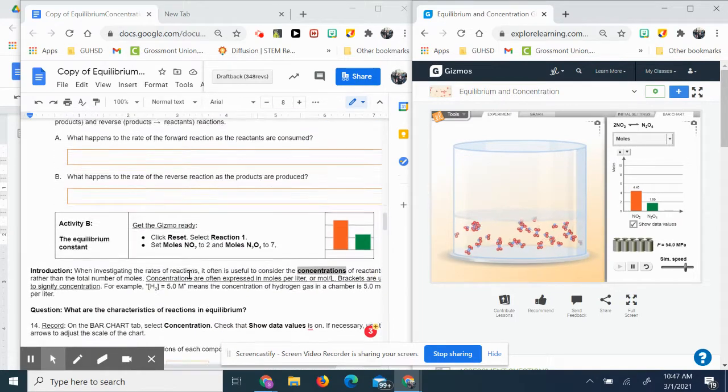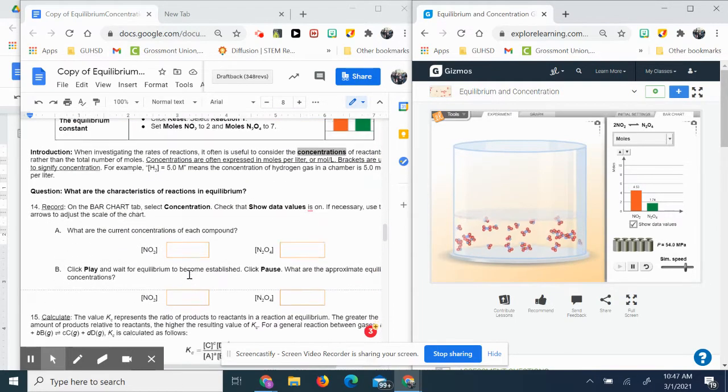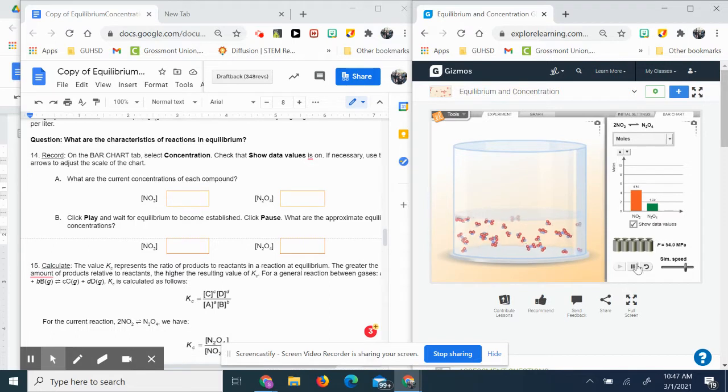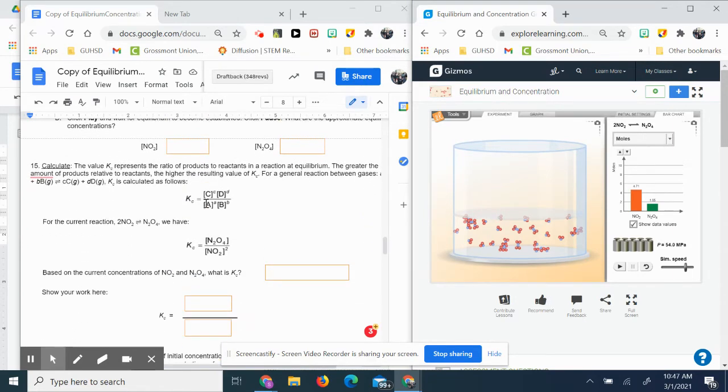Then you have reaction one, and you're going to look at your bar charts, and you can push pause. You can see what your values are based on the experimental values you're supposed to run. Then you're going to calculate the Kc, or the equilibrium expression. The equilibrium expression is the concentration of the products divided by the concentration of the reactants, and we raise that to the power of whatever the coefficient is.